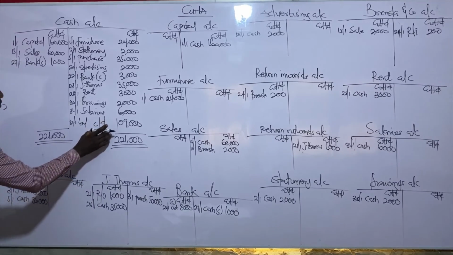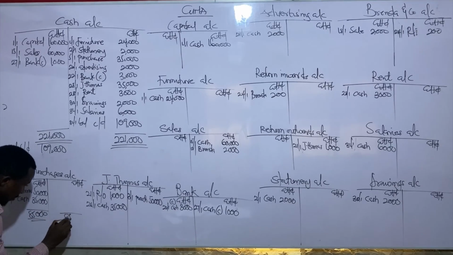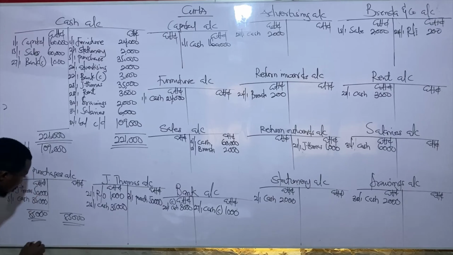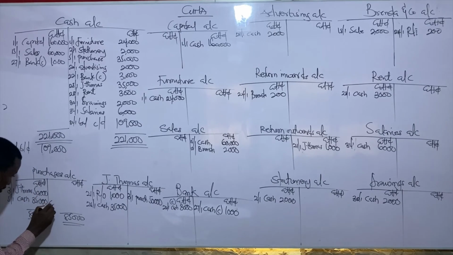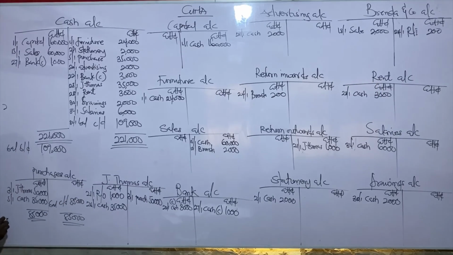So a balance carried down at the credit side will be a balance brought down at the debit of the same 109,000. This is how we balance off an account. So we do the same for purchases. The total here is 85,000. Credit is supposed to be 85,000. So there will be a balance carried down of the same 85,000. So there will be a balance brought down of 85,000.